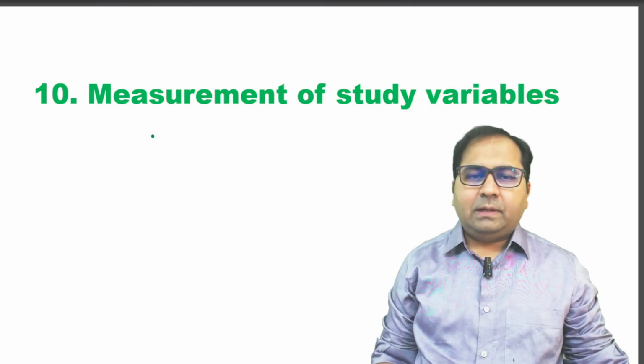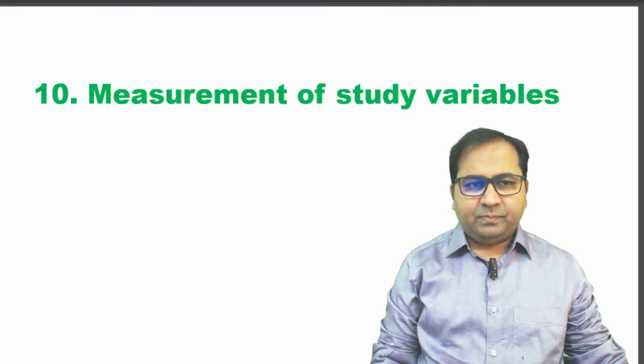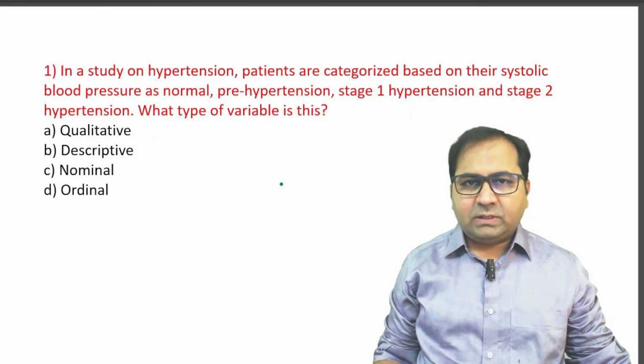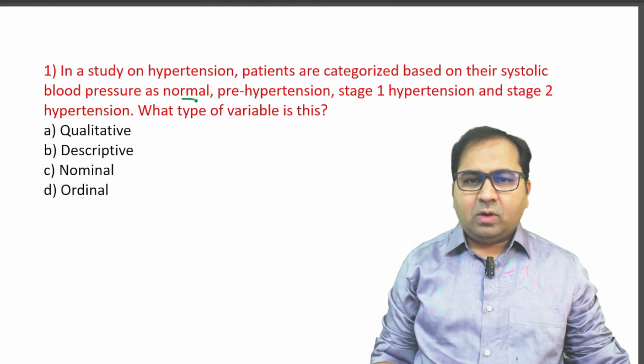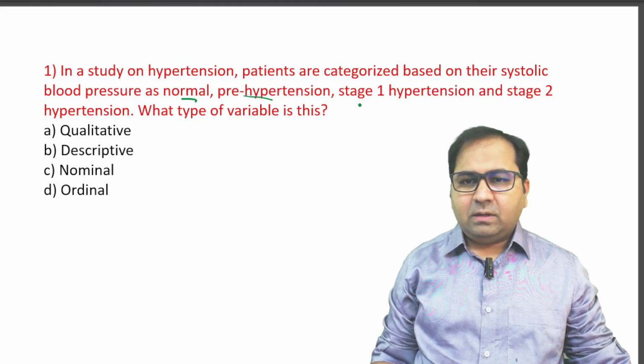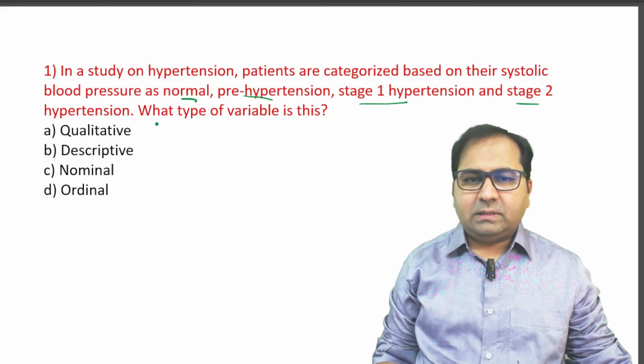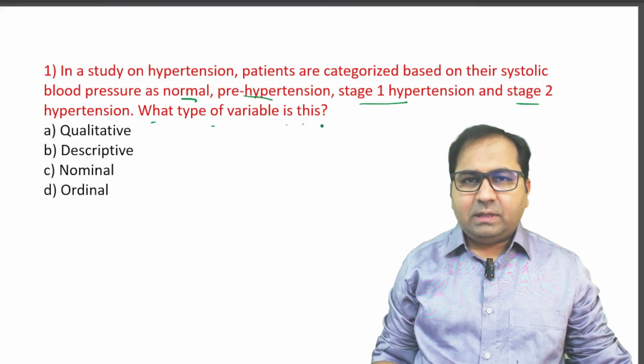Let us start chapter number 10, measurement of study variables. The first question. In a study on hypertension, patients are categorized based on the systolic BP as normal or pre-hypertension, stage 1 hypertension and stage 2 hypertension. So what type of variable is this?